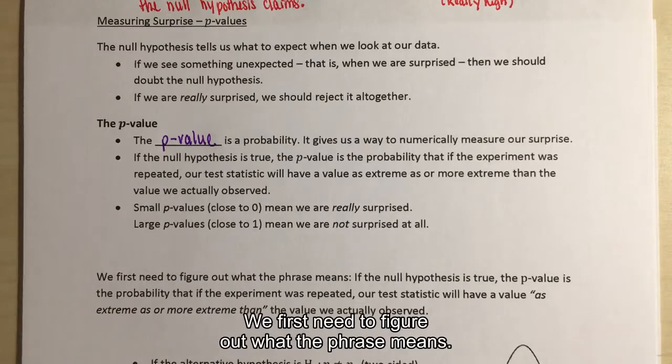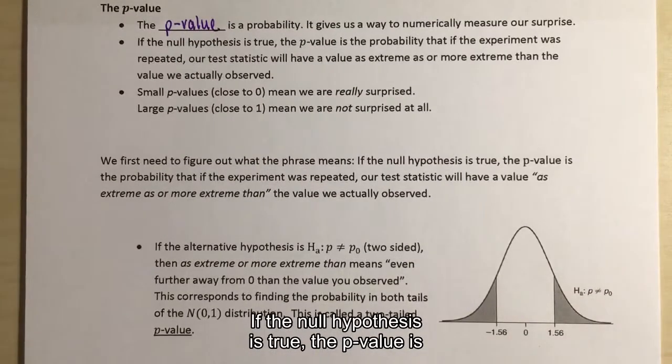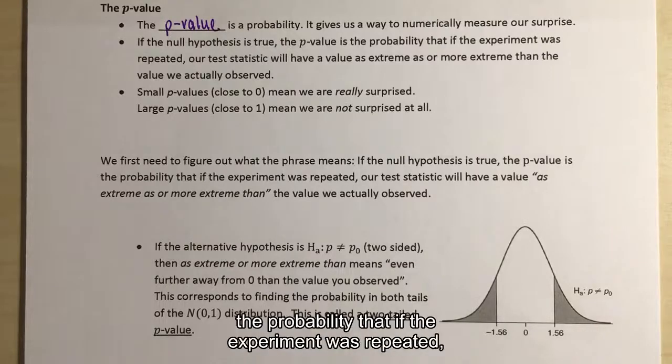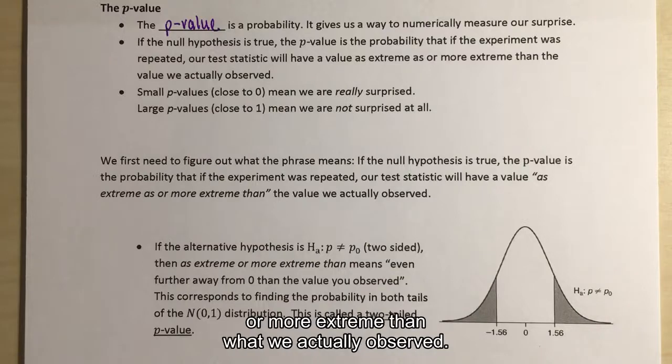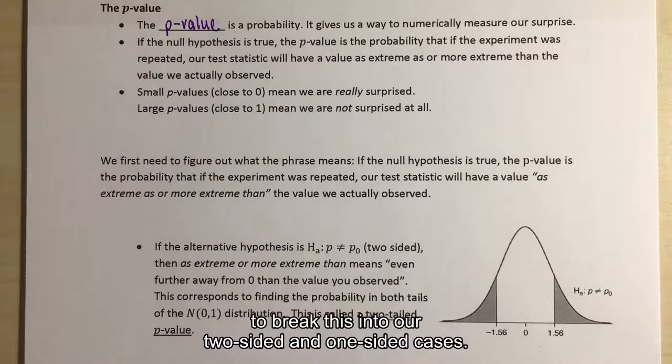All right, so we first need to figure out what the phrase means. If the null hypothesis is true, the p-value is the probability that if the experiment was repeated, our test statistic will have a value as extreme or more extreme than what we actually observed. So what we're going to do is break this into our two-sided and one-sided cases.